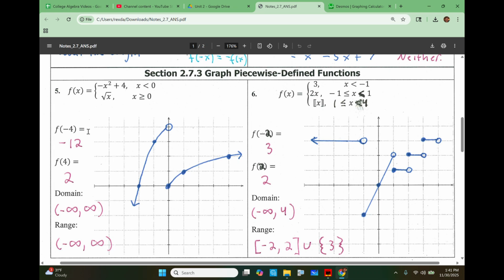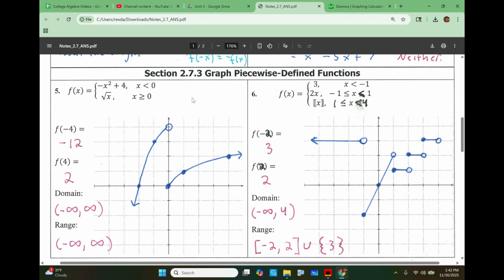So for example, if a negative 4 is coming up to this one piecewise defined function, negative 4 is going to follow this rule here. If I put negative 4 into this, I get negative 4 squared is positive 16, minus 16, minus 12. So f of negative 4 is negative 12. I don't put it into both functions because this is all one function. For some x values, it follows this rule, and for other x values, you follow this rule. So f of 4, well, 4 is going to follow this rule here. If I put a 4 into here, I get a 2.